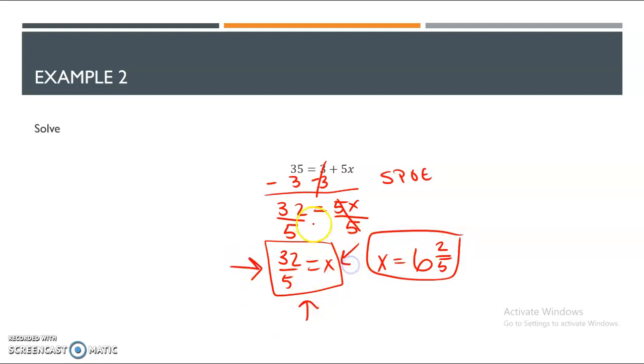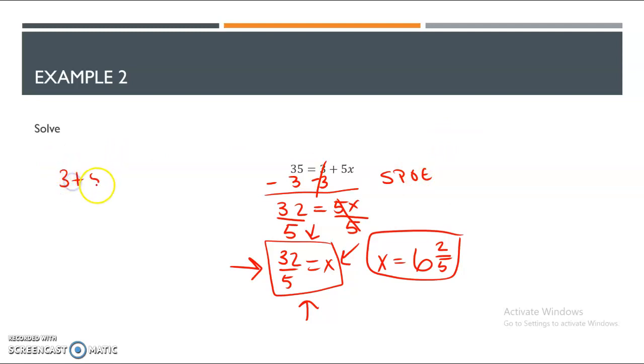I am perfectly fine with you leaving it in a reduced form, but nothing goes into both 32 and 5, so that is reduced. But I would prefer the improper fraction, and your high school teachers are going to prefer the improper fraction over the mixed number. And then from here, we're going to just double check and make sure that this works.